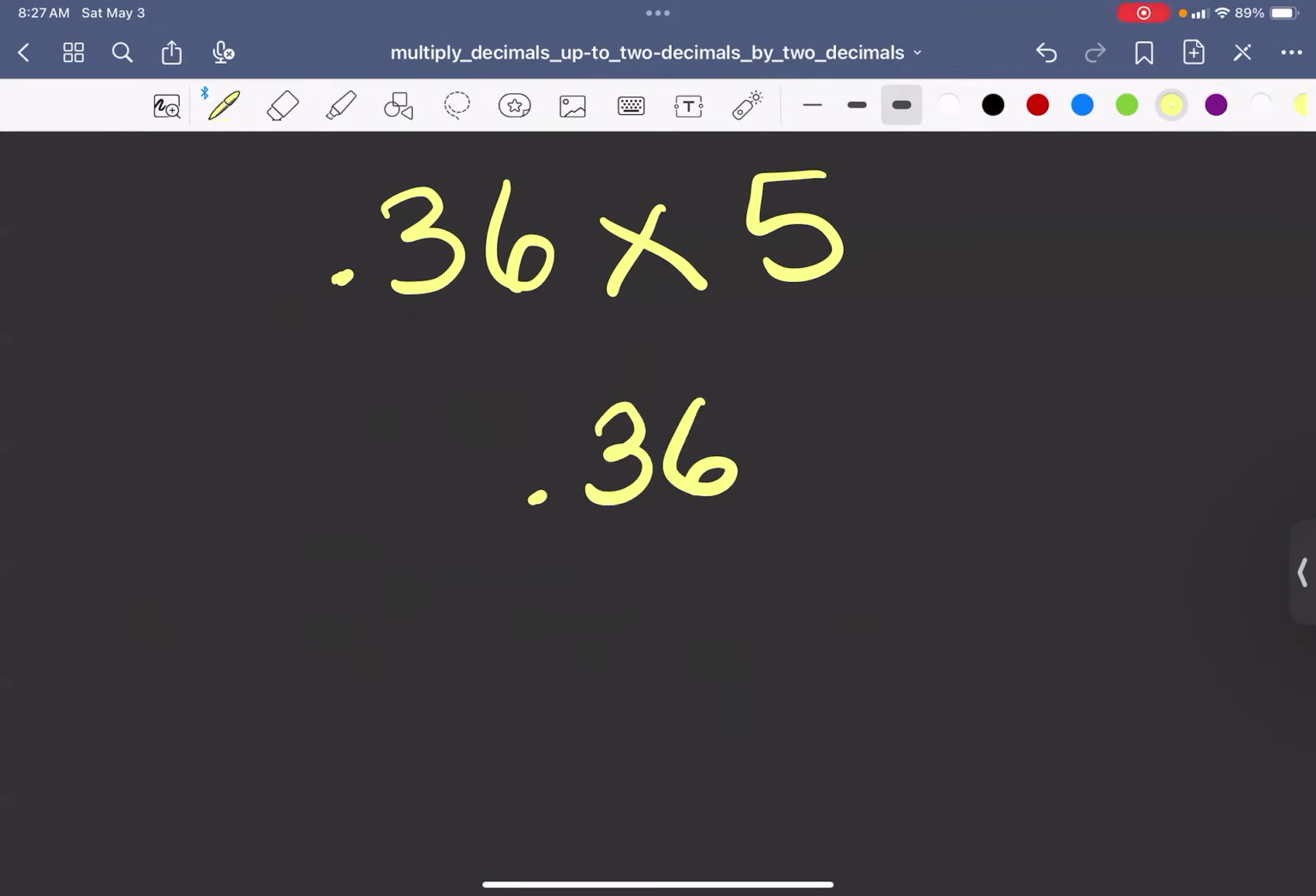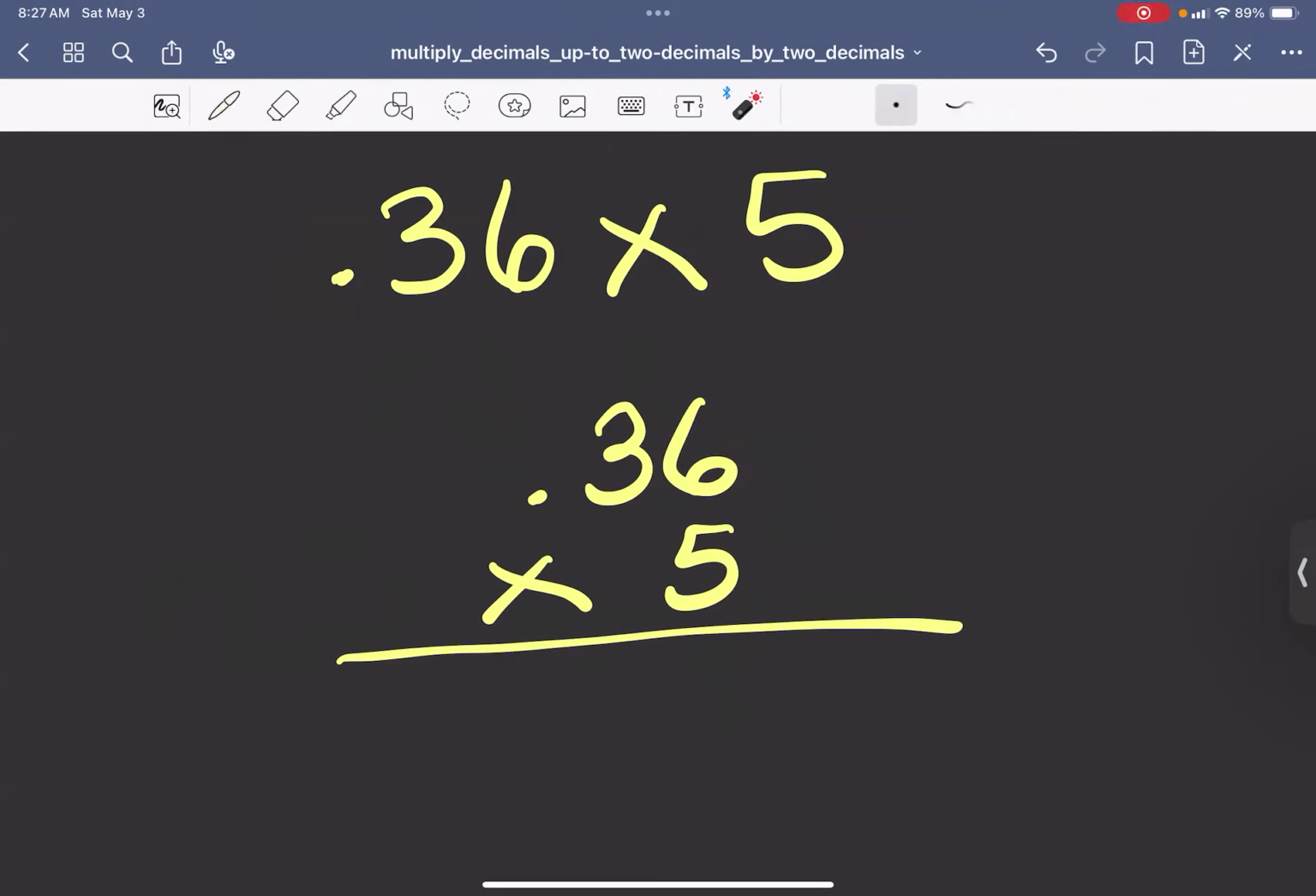Let's say we have 0.36 times 5. So what I'm going to do, I'm going to multiply them, and I'm going to just multiply as usual as if there are no decimals at all. So 5 times 6 is 30. Carry the 3. 5 times 3 is 15. Plus 3 is 18.